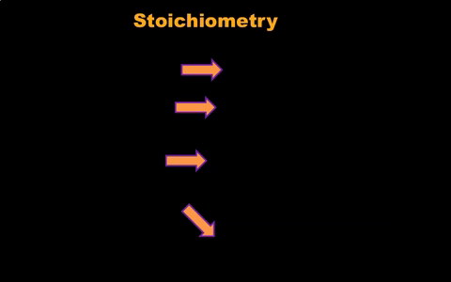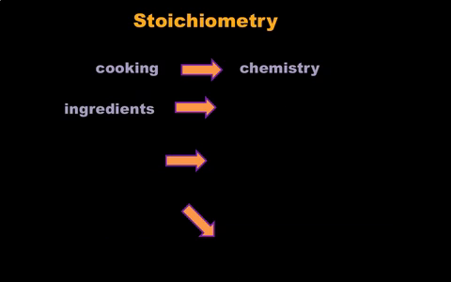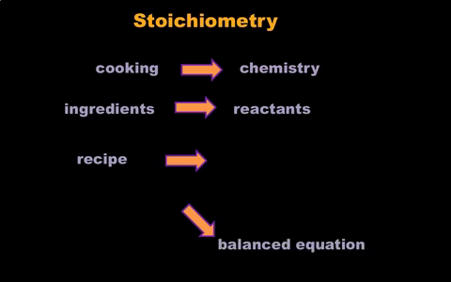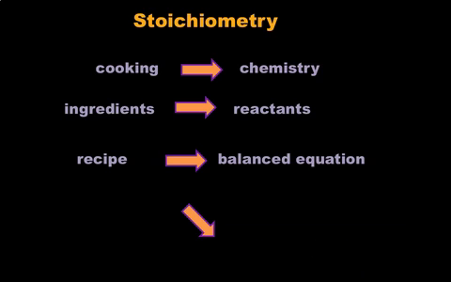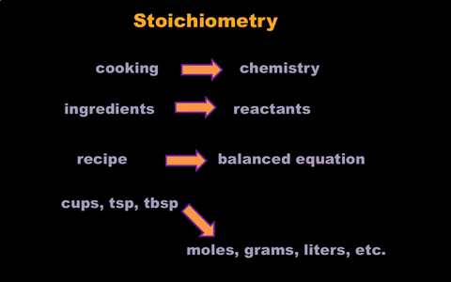So stoichiometry, when we're talking about this, we can kind of think of cooking as being like chemistry. In cooking, you take a bunch of ingredients and make something. In chemistry, your ingredients would be the reactants. You follow a recipe in cooking, and in chemistry lab, we would follow a balanced equation. In cooking, you measure things using cups, teaspoons, and tablespoons. In chemistry, we measure using moles, grams, and liters. The actual word stoichiometry is Greek, and it means to measure and to balance.